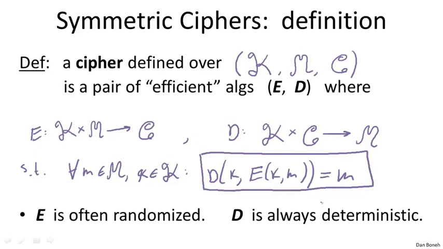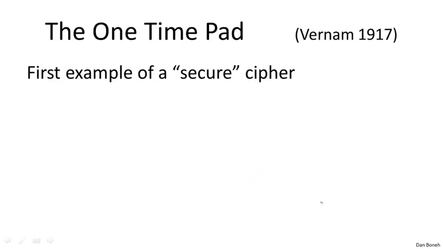Now that we understand better what a cipher is, I want to show you the first example of a secure cipher. It's called the one-time pad. It was designed by Vernam at the beginning of the 20th century. Before I actually explain what the cipher is, let's just state it in the terminology that we've just seen.